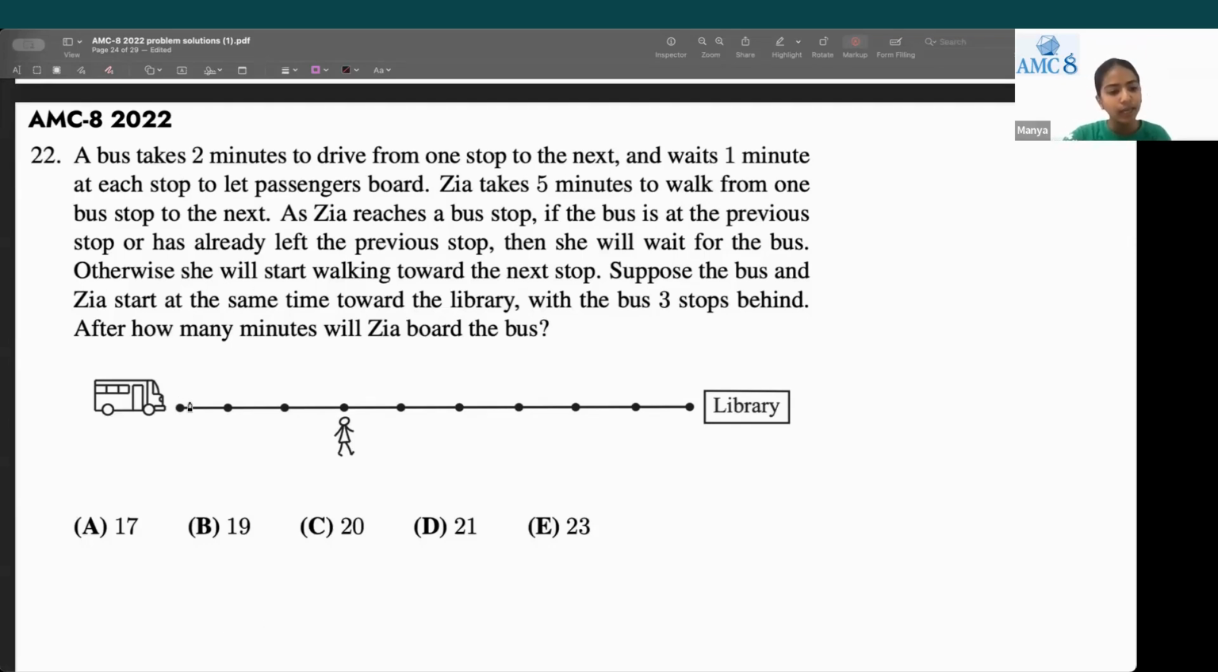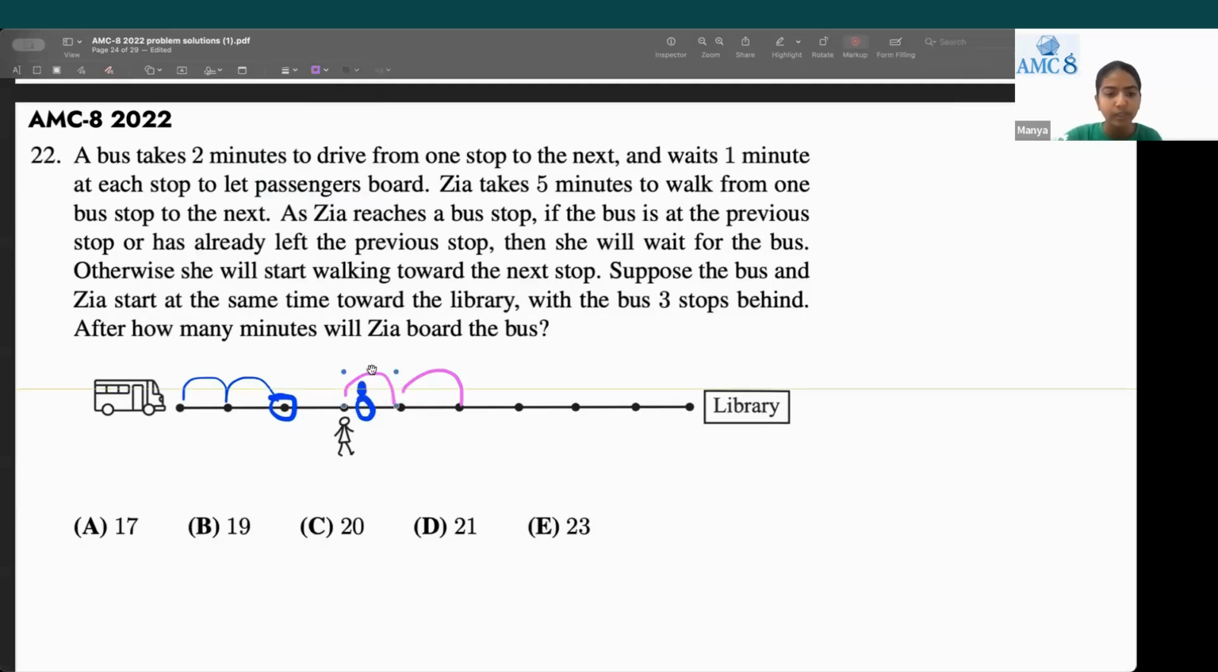So here, suppose in 5 minutes, Zia will be at this stop. While the bus, on the other hand, will be here, and it'll be waiting at this stop. So I'm going to draw an open circle for the bus waiting. After another 5 minutes, Zia will be over here. And for the bus, after another 5 minutes, it'll be 6 minutes here, 7, 8, 9, 10. So it'll be in the middle of stop 3 and 4.